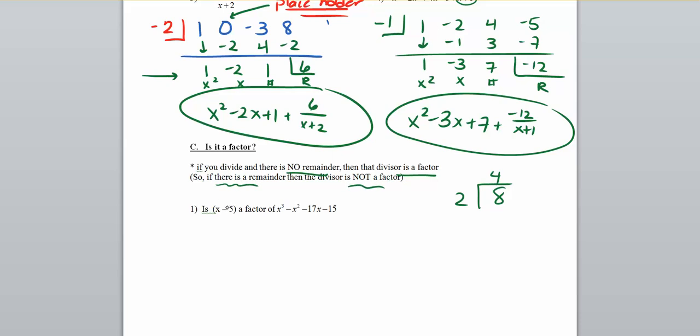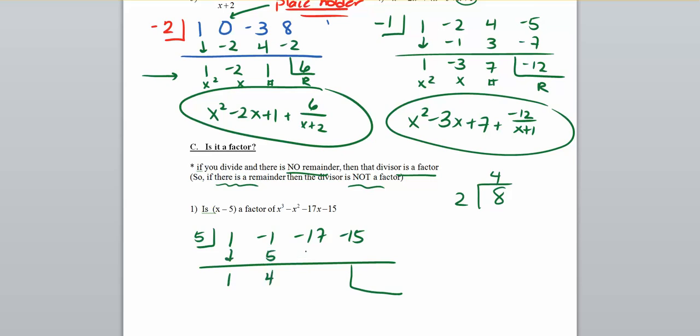So I'm going to do synthetic division here. I'm going to put 5 for my 0. I'm going to put my coefficients of 1, negative 17, and negative 15. And really, all I care about is my remainder. If my remainder is 0, it's a factor. If my remainder is a number, it's not a factor. So bring down 1. I'm going to multiply and then add. Multiply and then add. Since this is 0, then I would say yes, x minus 5 is a factor.